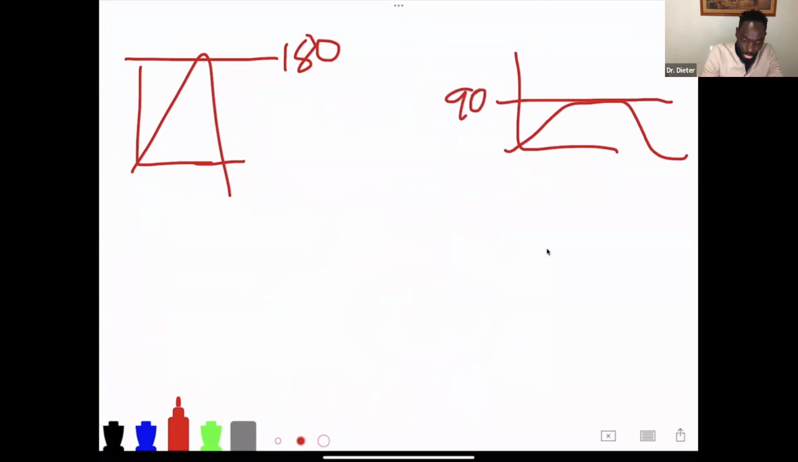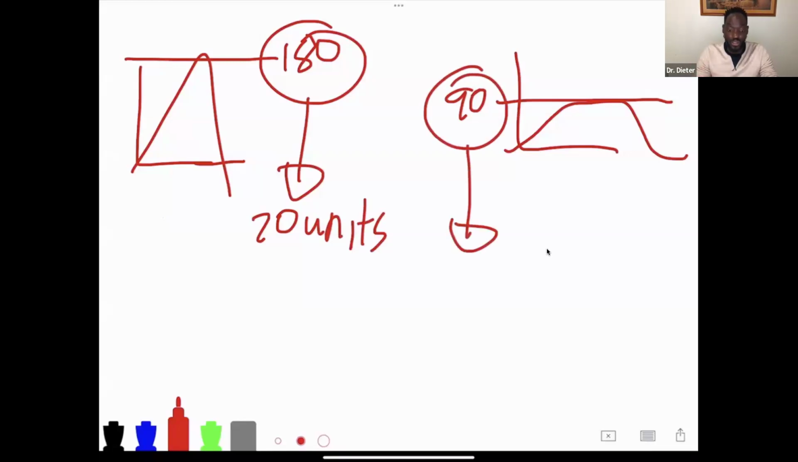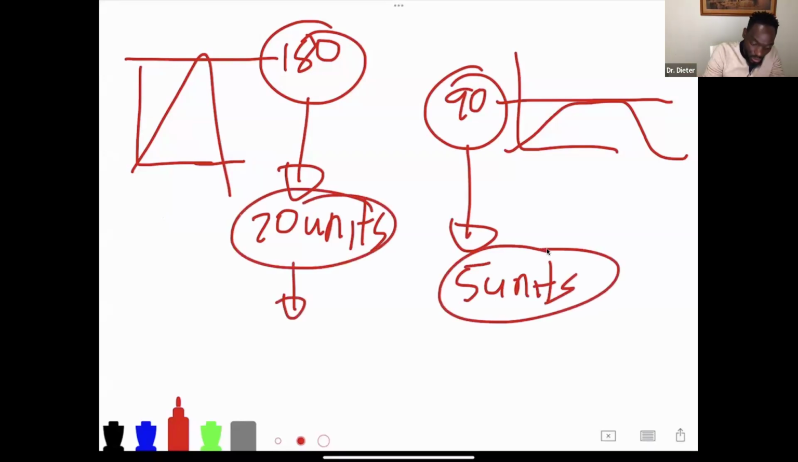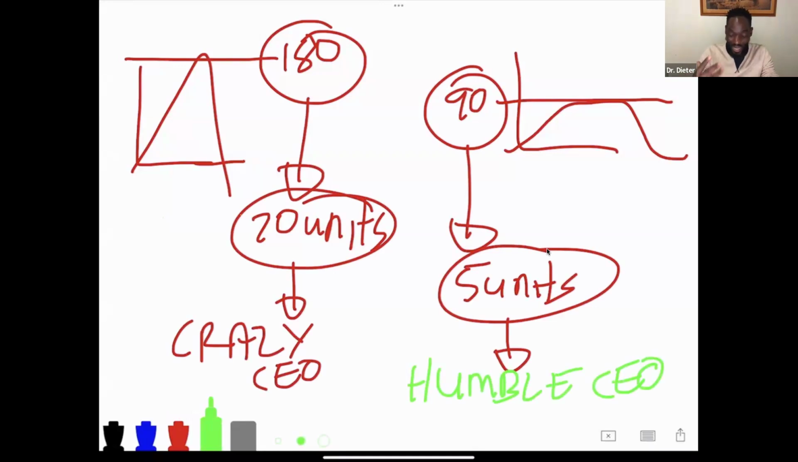So why is that important? Because your blood sugar has gone up to 180, your pancreas is going to have to produce a commensurate high amount of insulin to deal with that blood sugar of 180. So for you, your pancreas will produce 20 units of insulin. For me, my pancreas is going to have to produce a commensurate low amount of insulin to deal with that blood sugar of 90. So for me, my pancreas may produce 5 units of insulin. I want you to think about 20 units of insulin as the crazy CEO that the employees do not respect, and 5 units of insulin as the humble CEO. When your insulin is low, it causes your cells to be more responsive. So that's what fiber does.